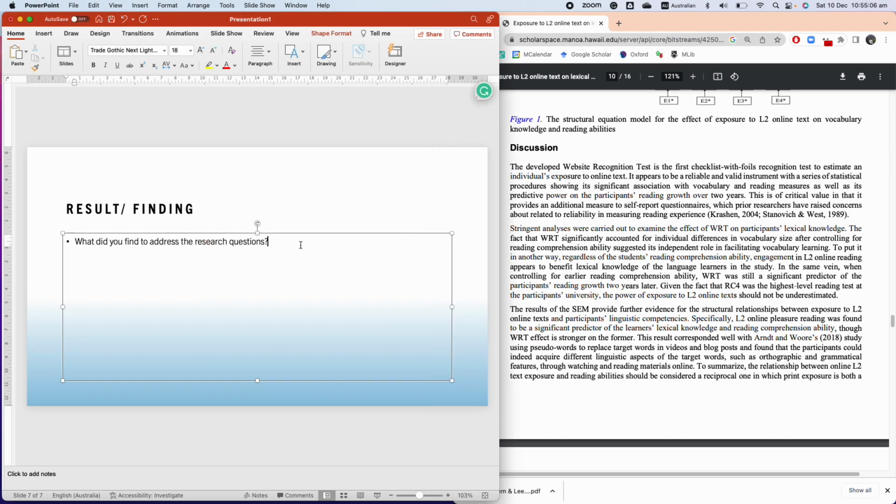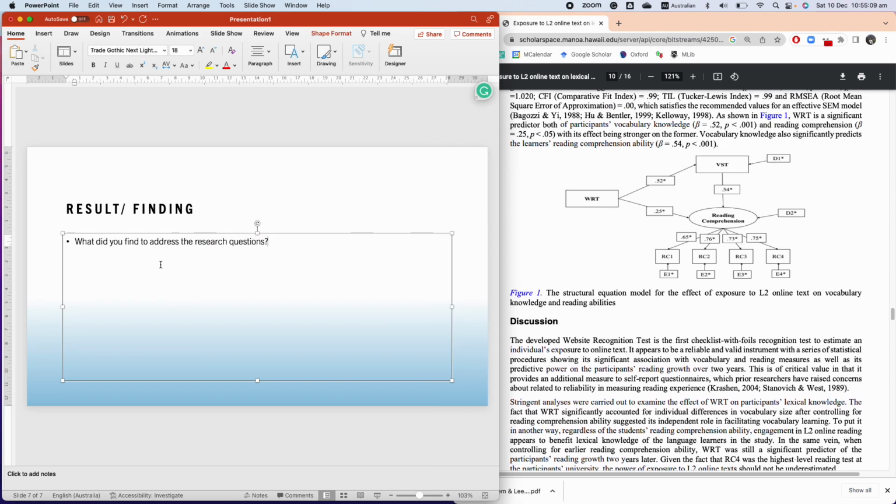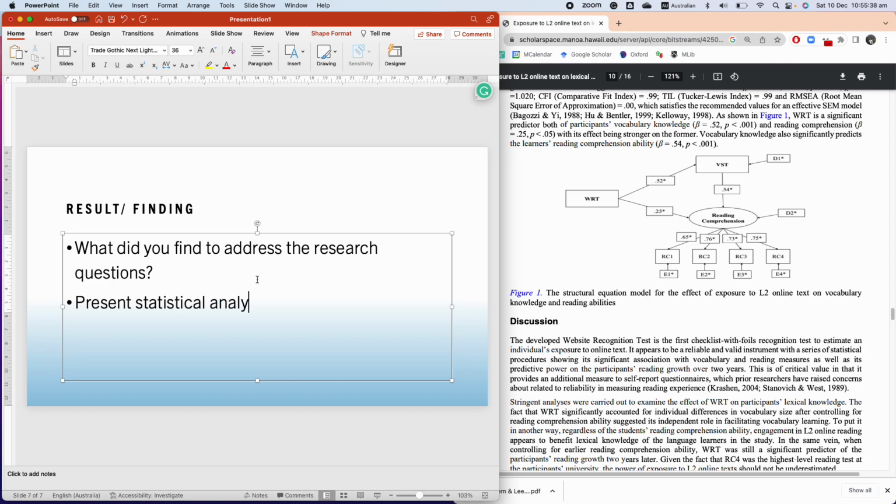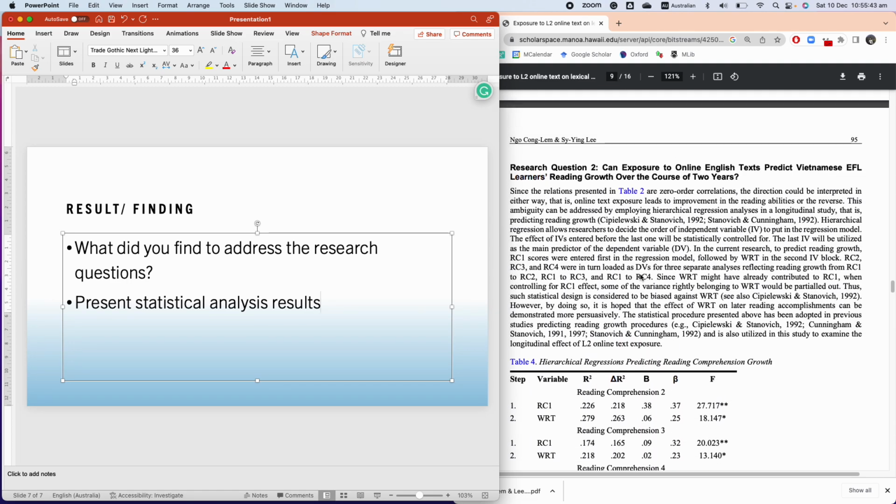So you see, it's up to you to decide how many, but it normally depends on the number of research questions. If you have two of them, then at least two. If you have three of them, I would expect at least three sections in your findings. Probably put it a bit bigger. So what do you present? You present normally the statistical analysis results. In this case I present the correlations and the model.